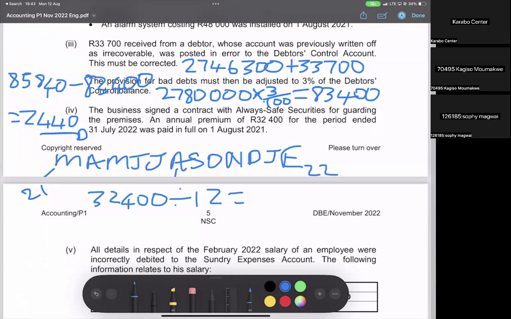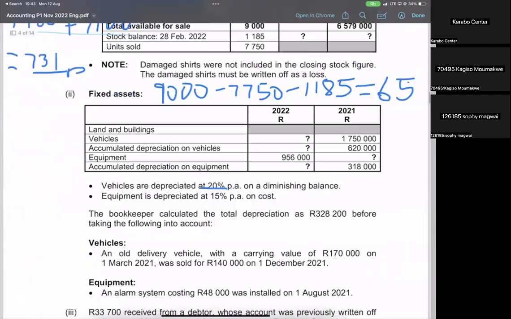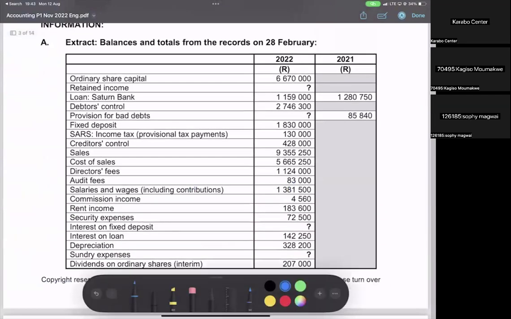So our monthly premium will be 2,700. So this is the amount we pay every month. They said the business signed a contract with Always Safe Securities for guarding the premises. An annual premium of 32,400 for the period ended 31 July 2022 was paid in full on 1 August 2021. So meaning this 32,400 in full is already included in this amount.